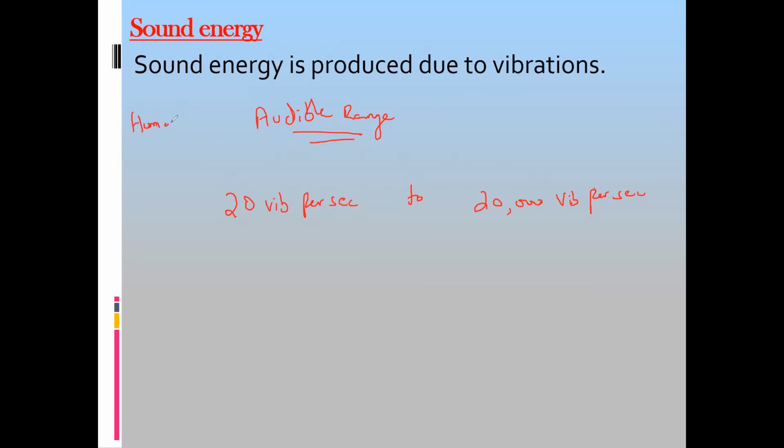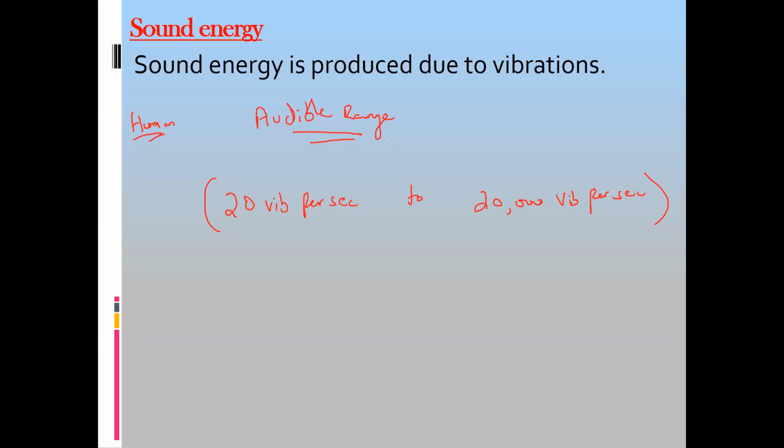For animals it varies, and even for human ears there are different audible ranges. It changes with age, but for a normal human ear, the audible range is from 20 vibrations per second to 20,000 vibrations per second. Any vibration within this range, our ear can detect. If it is less than 20, we cannot hear it. If it is more than 20,000, we cannot hear or record that sound.